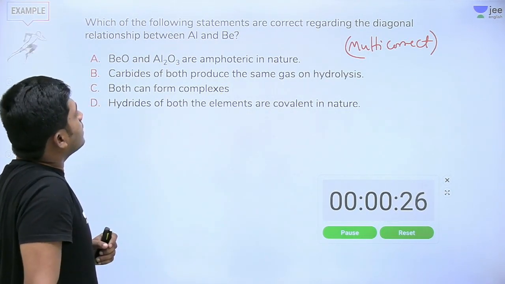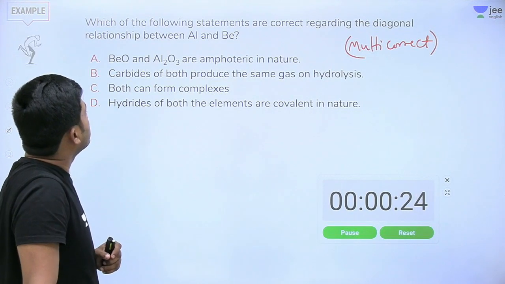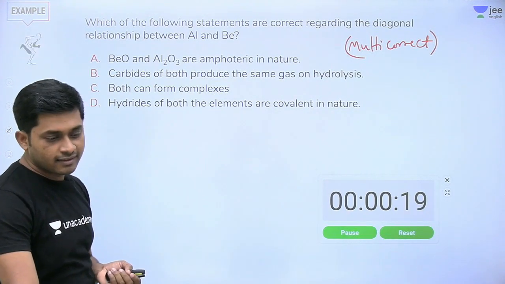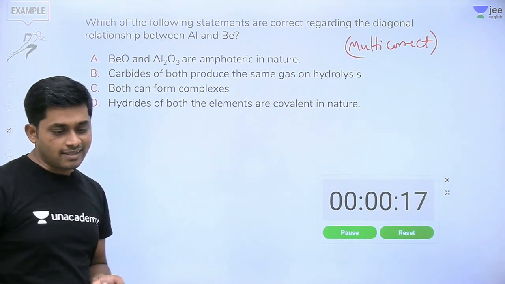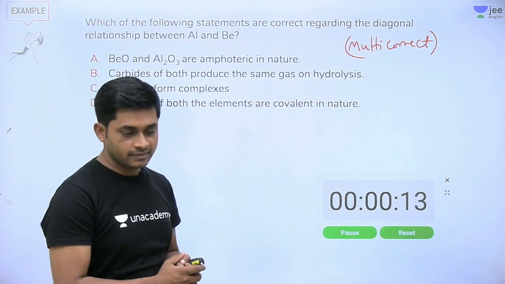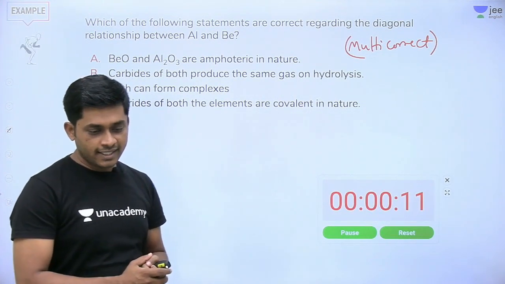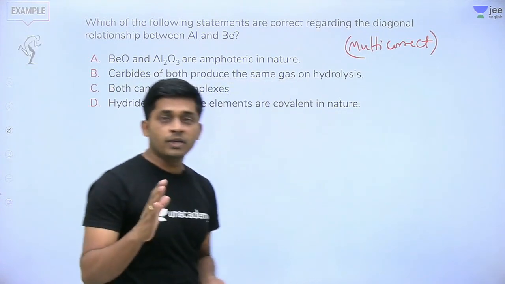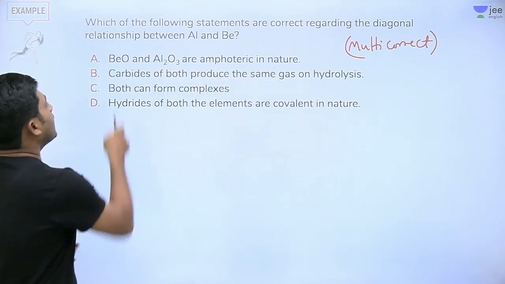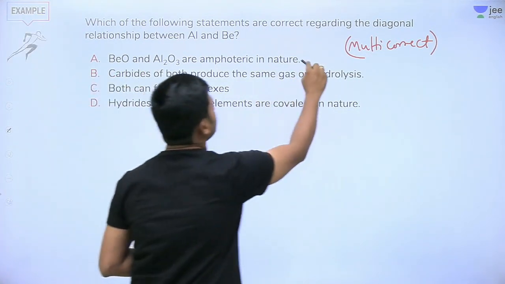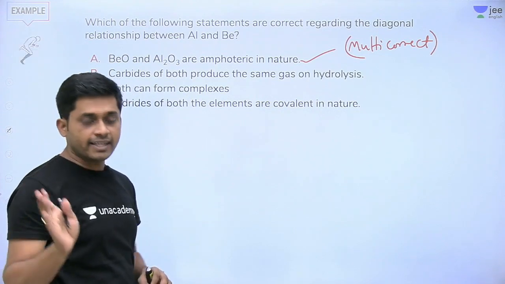So I'm getting answers A, C, D, A, B, C, D. So what is the correct answer? Very simple question. Okay, so beryllium oxide, aluminum oxide are amphoteric. Correct, there is no doubt in this. Correct, first statement is correct.